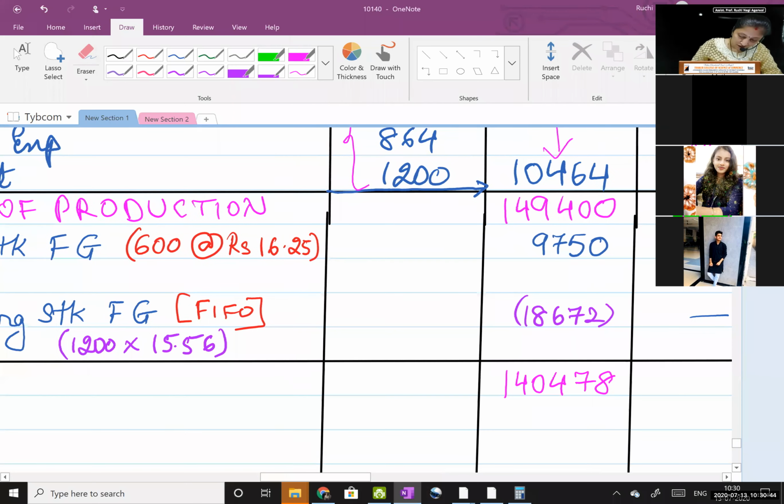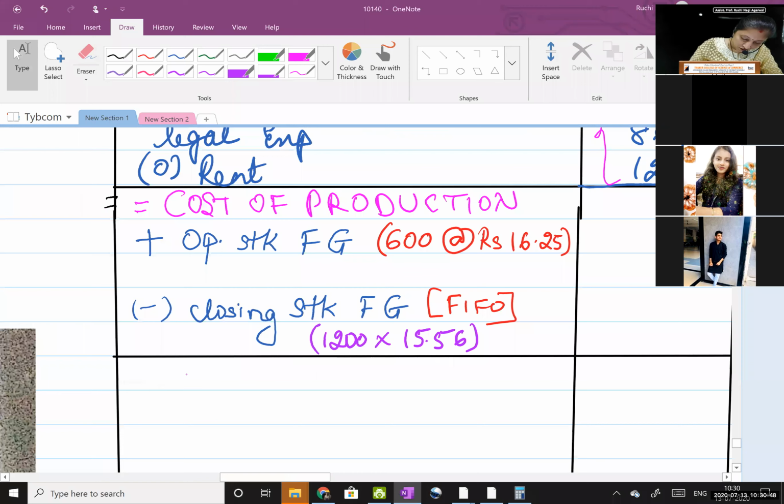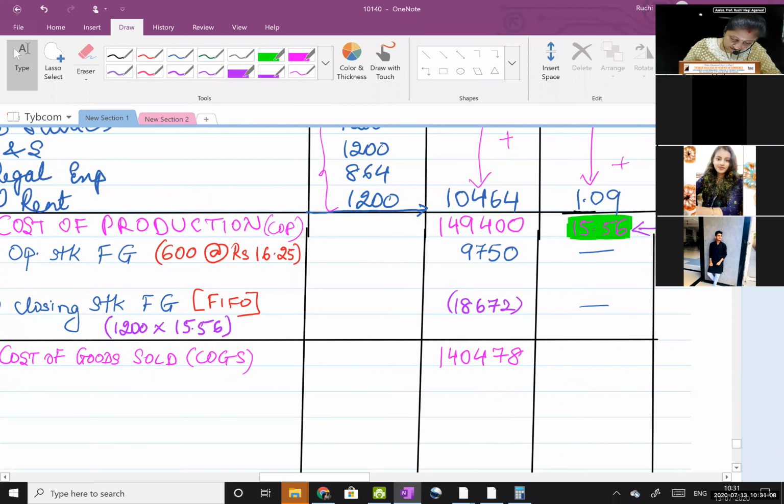1,40,478. What is this called? This is called cost of goods sold, COGS for short. This is the short form of cost of production, COP. Okay, so is it clear till here?